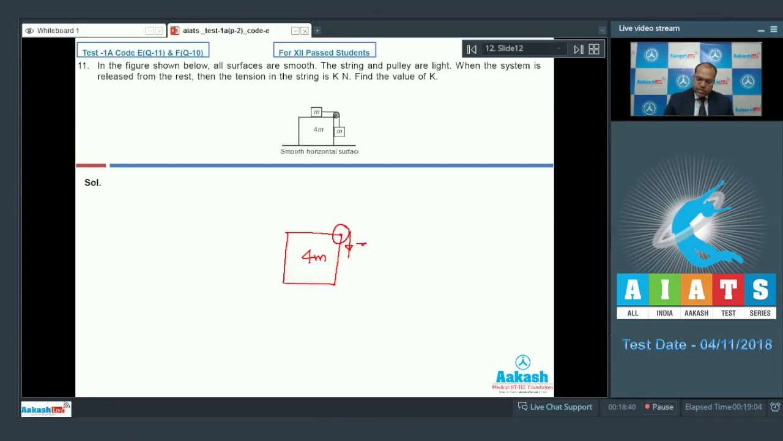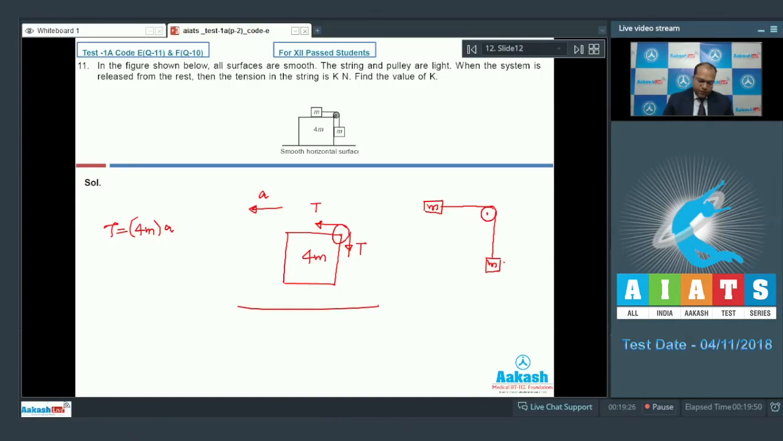The tension T is acting in this direction and the tension T is acting in this direction. Since this wedge is kept on the horizontal surface, if I assume the acceleration of this wedge is a in this direction, then I can say that T is equal to mass into acceleration, that is 4m into a. So the value of T is equal to 4ma. If I analyze the situation of the block, so this block is of mass m, it is connected by the string, this is the pulley, and this is another block of mass m.